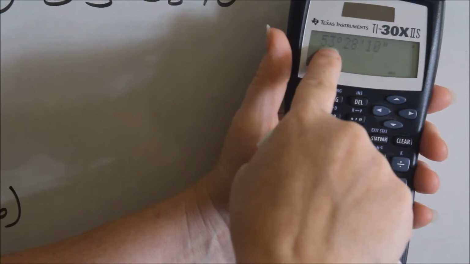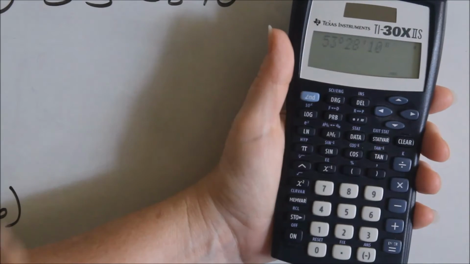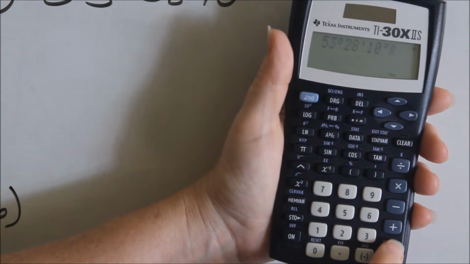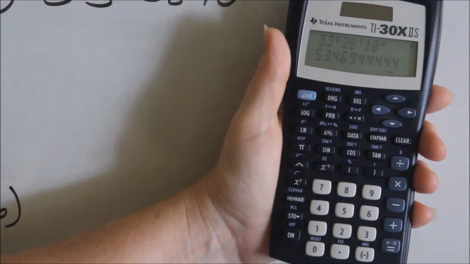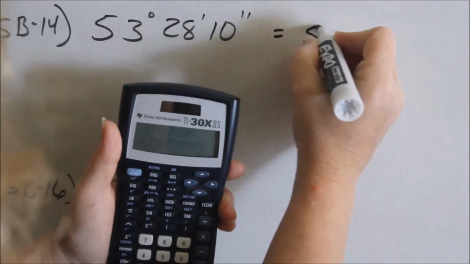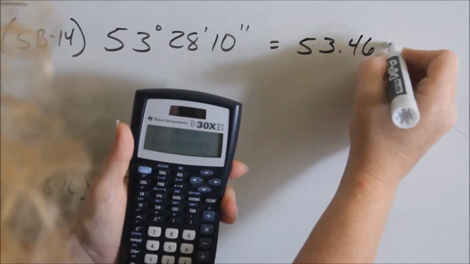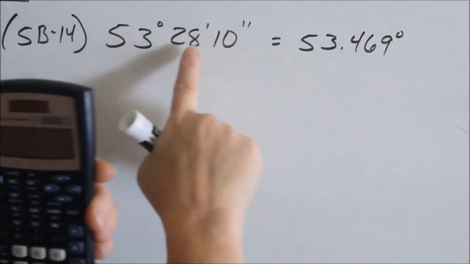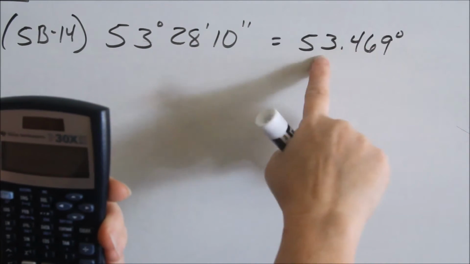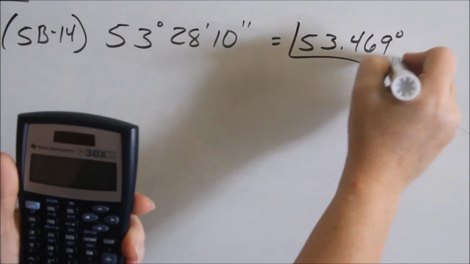Now double check. I have 53 degrees, 28 minutes, and 10 seconds. Now hit enter one more time and it should turn it into a decimal. 53.469 to 3 decimal places. And so on your calculator, you got 53.469, and that's what we got by hand, and that's in degrees. You're going from degrees, minutes, seconds to a decimal in degrees.